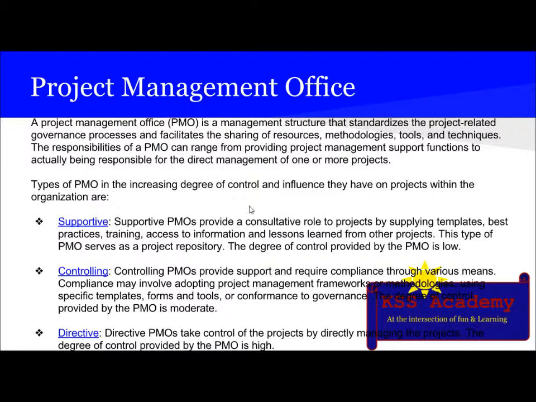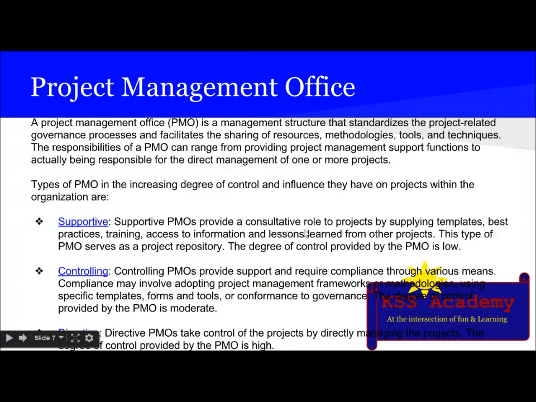Types of PMO in the increasing degree of control and influence they have on projects within the organizations are, so there are three kinds of PMO: supportive, controlling, and directive. And going downwards signifies the increasing control on the projects. So let's see one by one. What is supportive PMO?